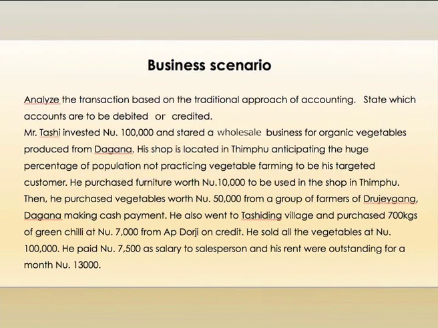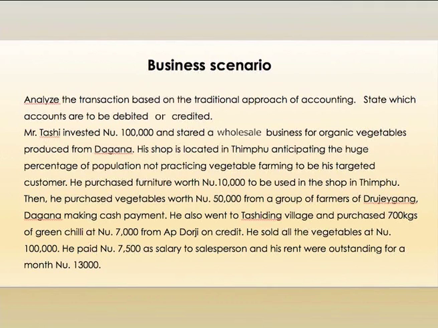Mr. Tashi invested 100,000 Ngultrum and started a wholesale business for organic vegetables produced from Dagana. His shop is located in Thimphu, anticipating the huge percentage of the population not practicing vegetable farming to be his targeted customers. He purchased furniture worth 10,000 to be used in his shop in Thimphu. Then he purchased vegetables worth 50,000 from a group of farmers from Dujigang, Dagana, making cash payment.